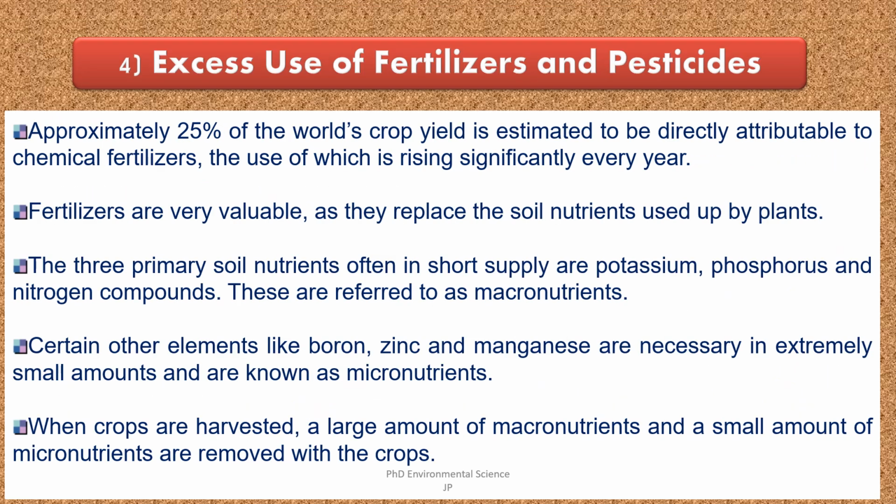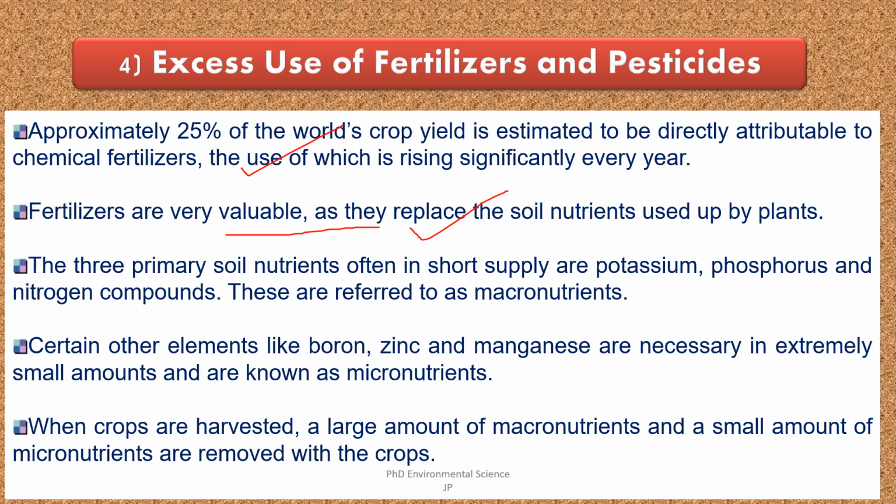Excess use of fertilizers and pesticides. Approximately 25% of the world's crop yield is estimated to be directly attributable to chemical fertilizers, the use of which is rising significantly every year. Now, chemical fertilizers are essential because they replace the nutrients, particularly macronutrients, that plants extract from the soil as they grow. These fertilizers play a crucial role in modern agriculture by replenishing essential nutrients in the soil that are depleted through plant uptake.